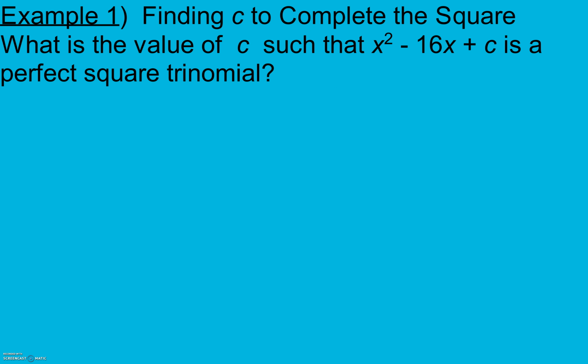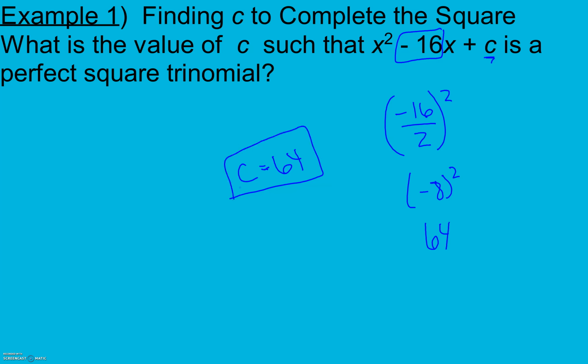So here, finding the value to complete the square, we want to know what number we would have to plug in for c in order to make this a perfect square trinomial. Remember, perfect square trinomials come from a binomial squared. So we take our b value, the number in front of our x, half it, and square it. Negative 16 divided by 2 is negative 8, and when we square that, we get a positive 64. Keep in mind that whenever we square a number, it's positive. So here, c would equal 64, and that's the number that would turn this into a perfect square trinomial. It'd be x minus 8 squared.